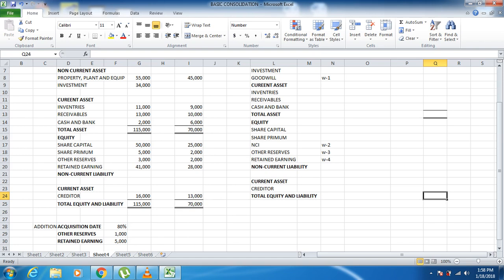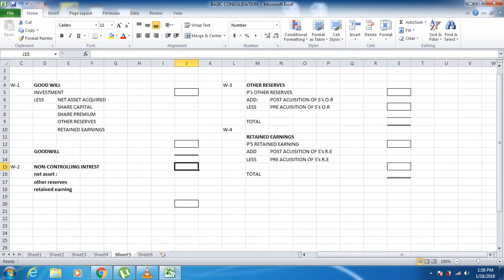Here we draw the consolidated financial position. Before going to the question, we calculate the amount of goodwill, non-controlling interest, and other reserves and retained earning in working notes. These are the working notes.